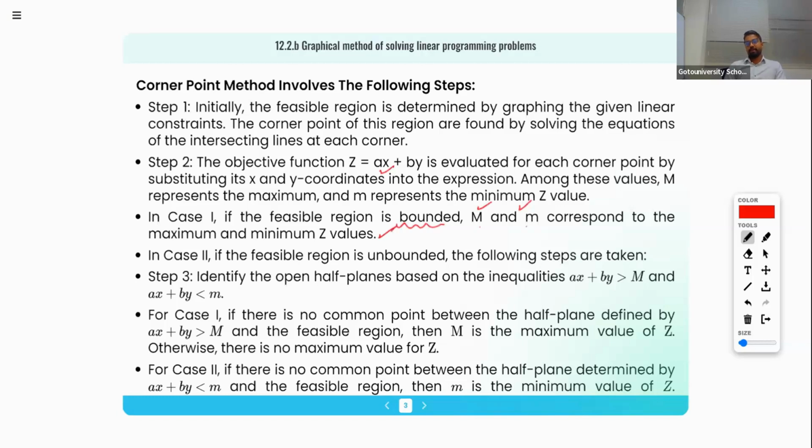Both will be available. In case two, if the feasible region is unbounded, for example there is no limit, maybe it extends on one side only, either the maximum exists and the minimum doesn't, or the minimum exists and the maximum doesn't, if that exists at one of the corner points. Okay, so that's what it says.